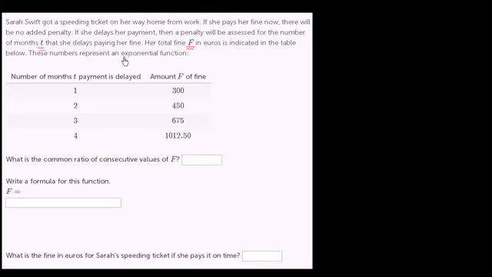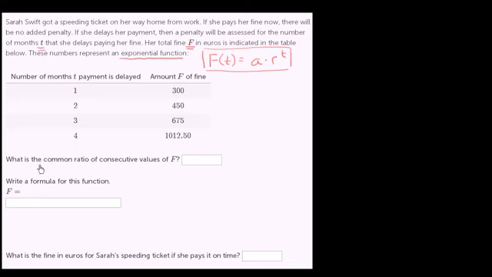These numbers represent an exponential function. So they give us the number of months that the payment is delayed and then the amount of fine. And this is essentially data points from an exponential function. And just to remind ourselves what an exponential function would look like, this tells us that our fine as a function of the months delayed is going to be equal to some number times some common ratio to the t power. This exponential function is essentially telling us that our function is going to have this form right over here. So let's see if we can answer their questions.